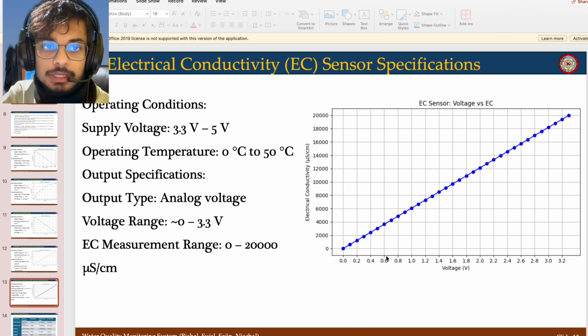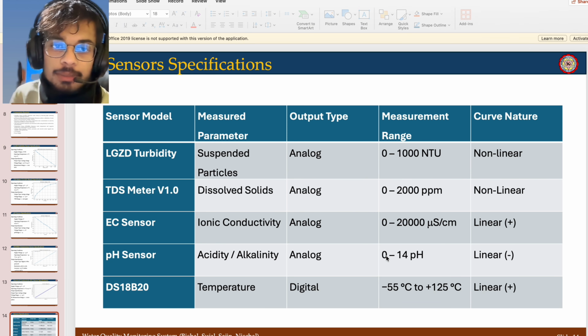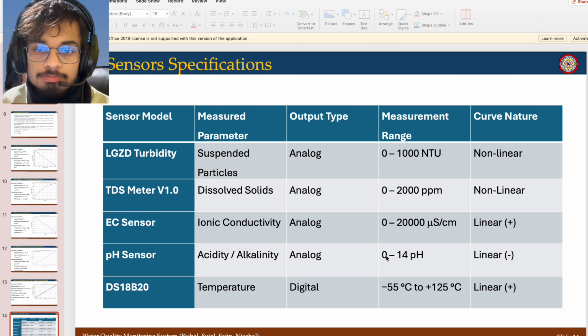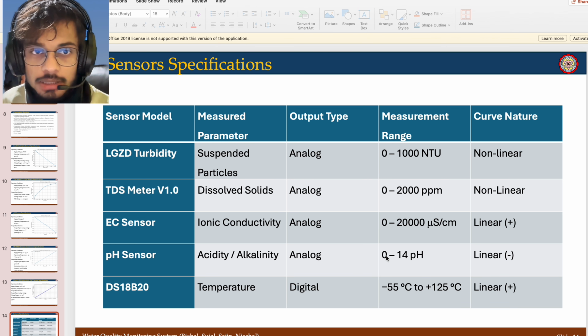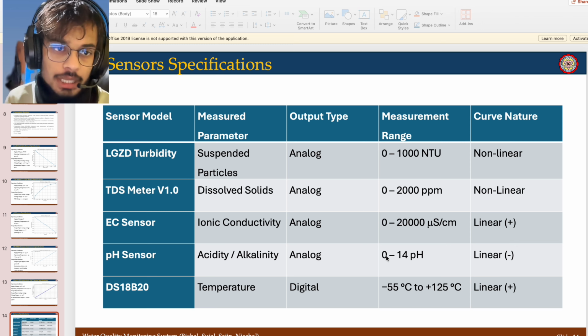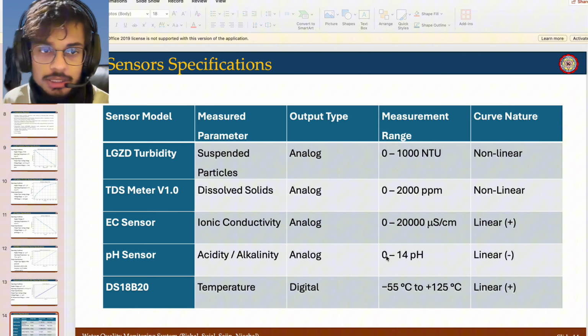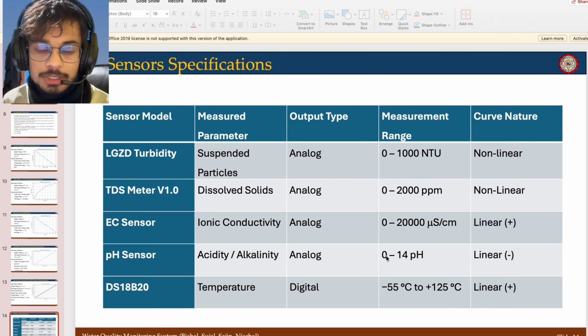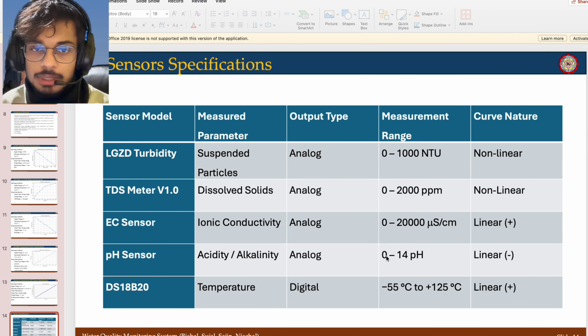I have explained the electrical conductivity, and this is the sensor specifications. Suspended particles are measured by the turbidity sensor, total dissolved solids by the TDS meter, ionic conductivity by the EC sensor, acidity and alkalinity by the pH sensor, and temperature by the DS18B20 sensor. All the other sensors give analog output, and the temperature sensor gives digital output.